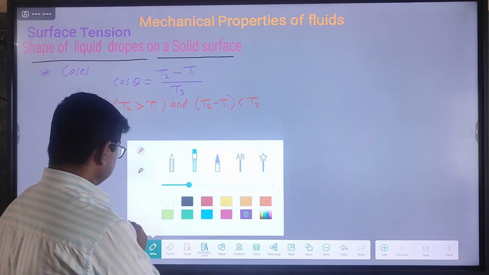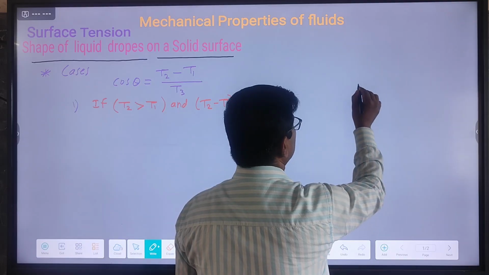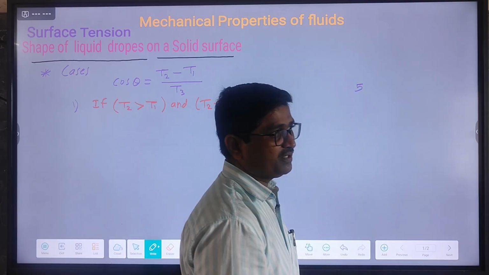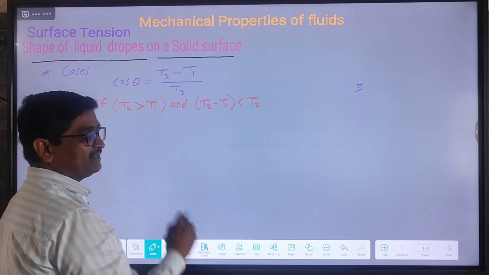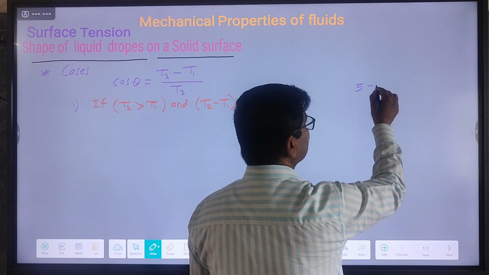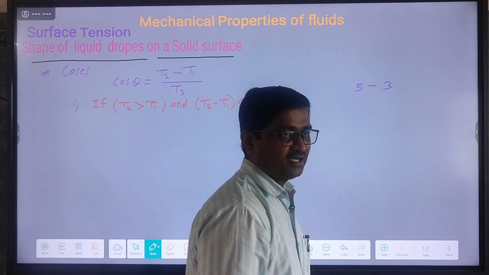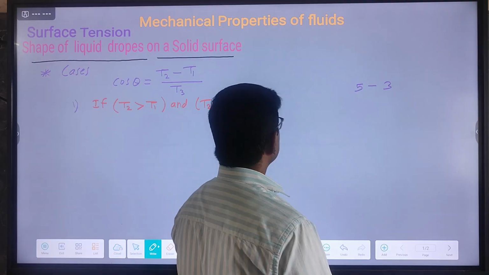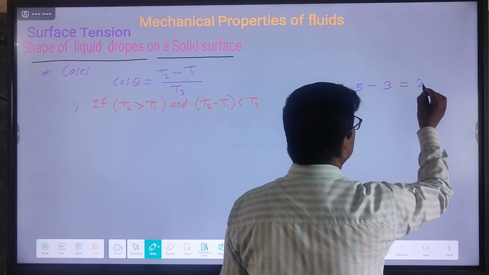Let's observe here. Imagine that the value of T2 is 5. So what is the value of T1? Because T2 is greater than T1, so definitely it is 4, 3, 81. Okay, so imagine that this is 3. You got it clear? It is 3. So now this is equal to we get 2.